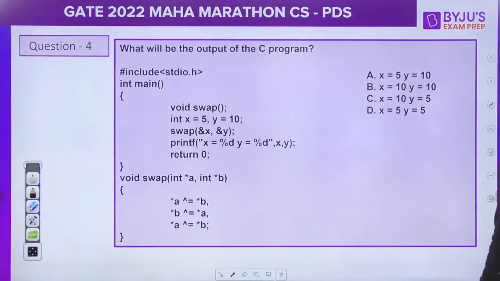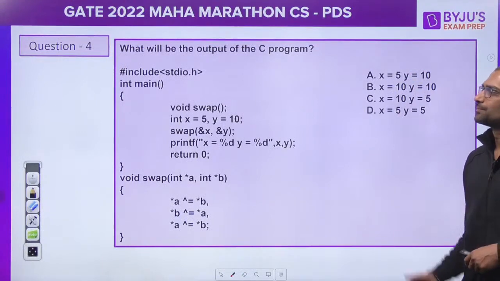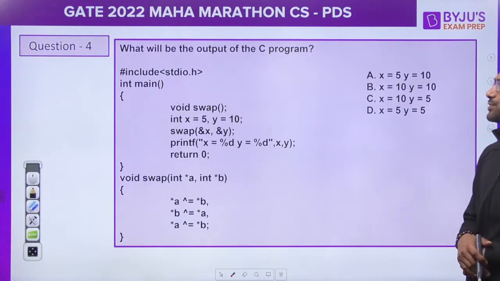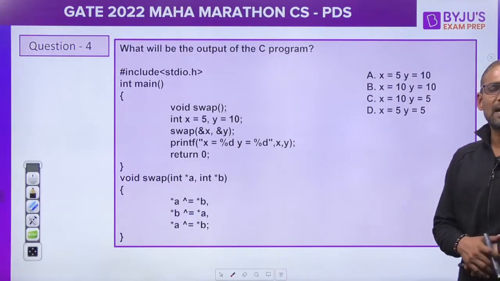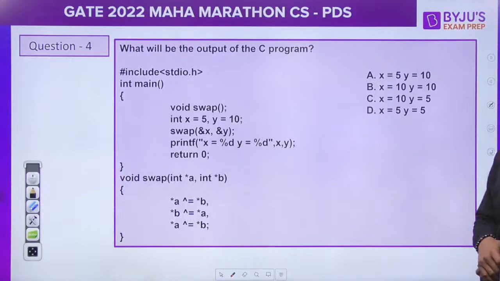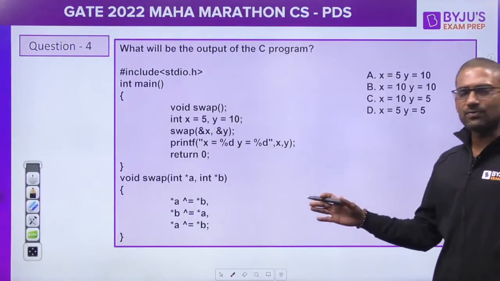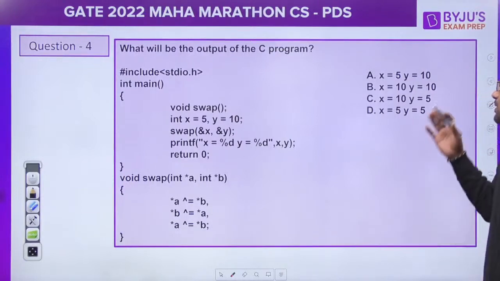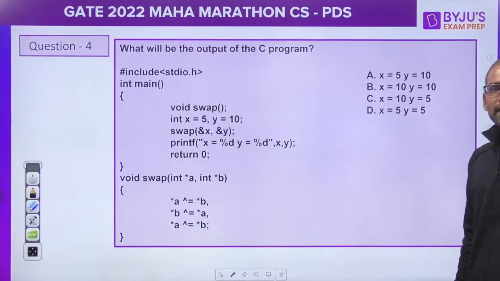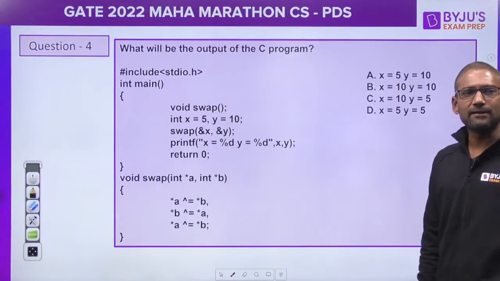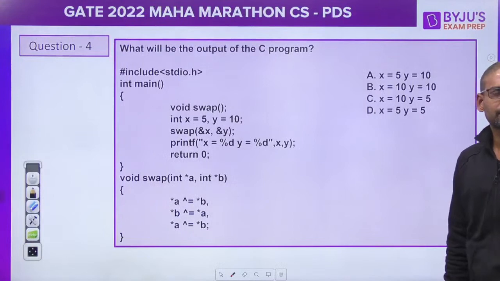What will be the output of the C program? void swap, int x equals 5, y equals 10. swap of &x comma &y. Print x comma y. void swap(int *a, int *b), and we have some code. So when you are printing x and y, what would be printed? 5 10, 10 10, 10 5, or 5 5.